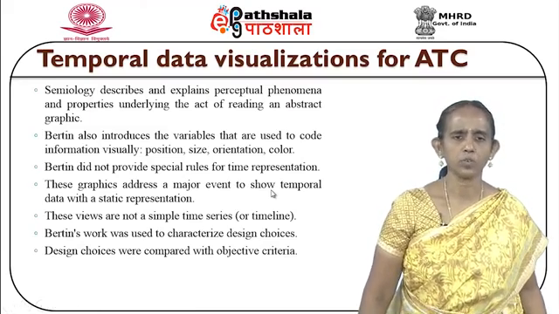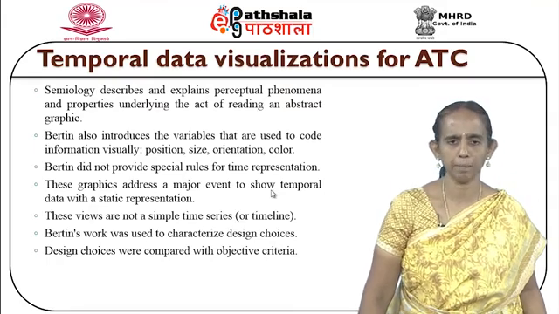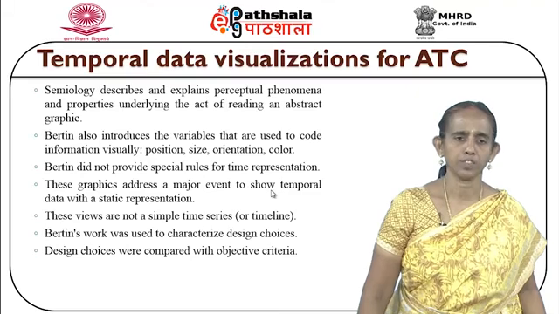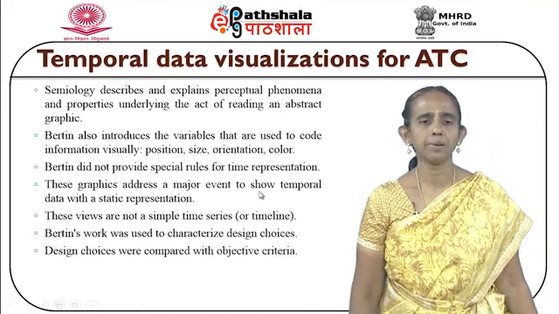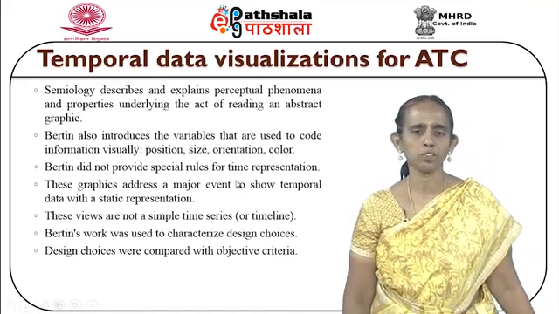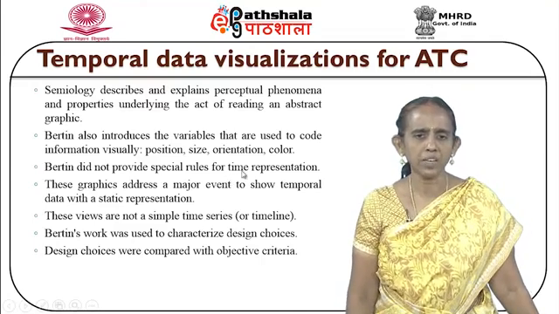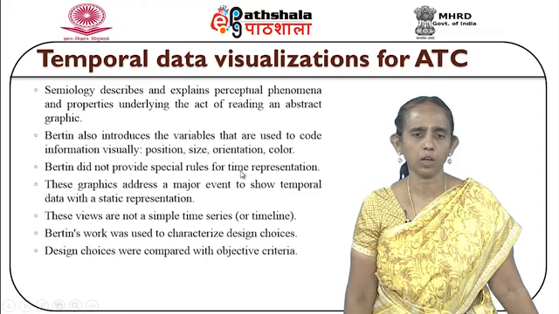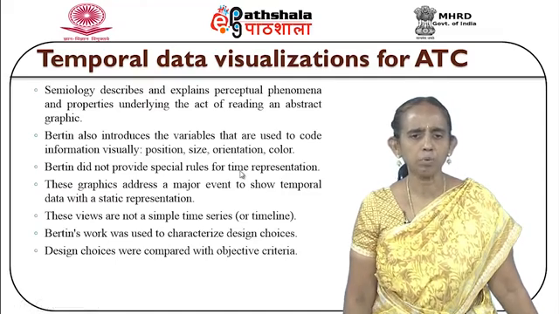Bertin also introduced variables that are used to code the information visually, namely the position of the data point, the size of the data point, the orientation of the data point and the color of the data point. Bertin did not provide special rules for time representation. These graphics address a major challenge: to show temporal data with a static representation. These views are not simple time series or timeline views.